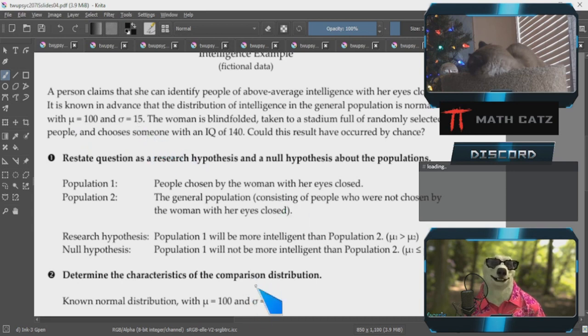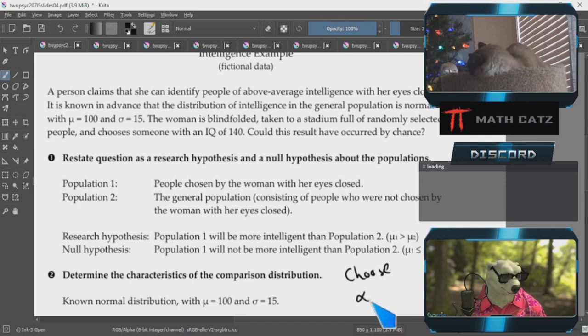And then we're going to ask, well, how likely is it that she would just randomly, without skill, select someone of an IQ of 140? So then we need to see the distribution, and we need to ask ourselves, well, of course anything is possible, but within reason. So we're going to choose what we call our significance level, and we're going to represent that by an alpha of, well, that's going to be a percentage.